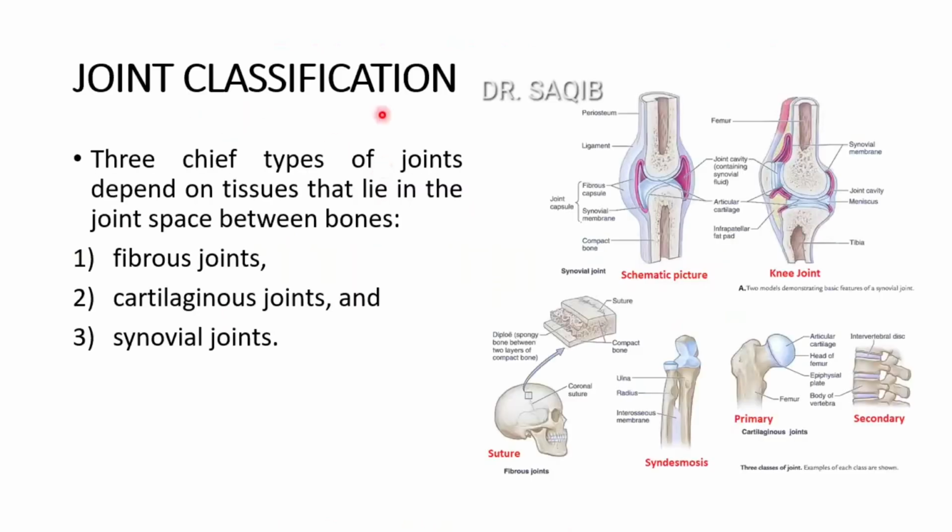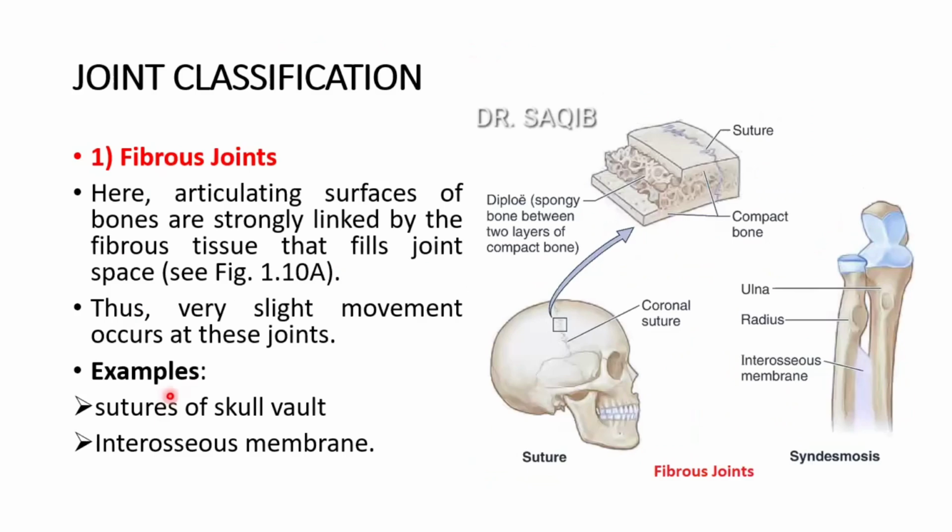So the joint classification: three chief types of joints depend on the tissues that lie in the joint space between bones. Number one is the fibrous joints, number two is the cartilaginous joints, and number three is the synovial joints. Here you could see these various pictures. I will discuss these three types one by one. Number one is the fibrous joints.